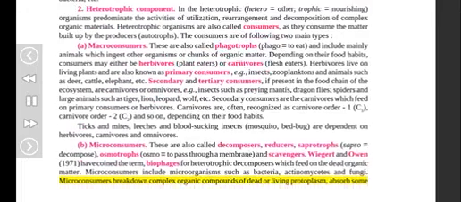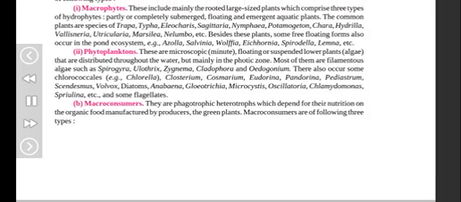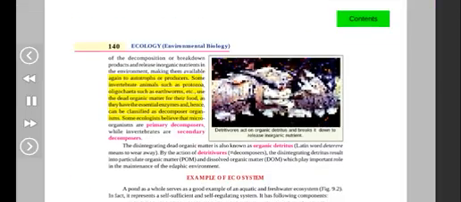Microconsumers break down complex organic compounds of dead or living protoplasm, absorb some of the decomposition or breakdown products, and release inorganic nutrients in the environment, making them available again to autotrophs or producers. Some invertebrate animals such as protozoa and oligochaetes such as earthworms use the dead organic matter for their food, as they have essential enzymes and, hence, can be classified as decomposer organisms.